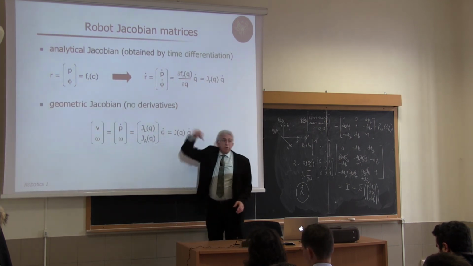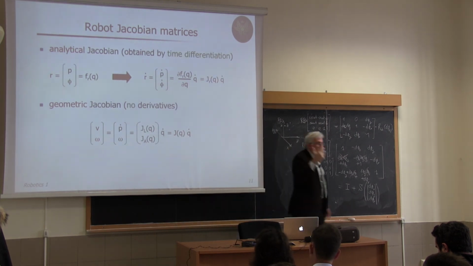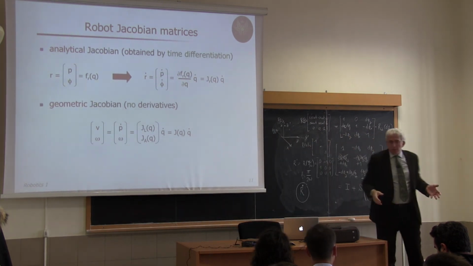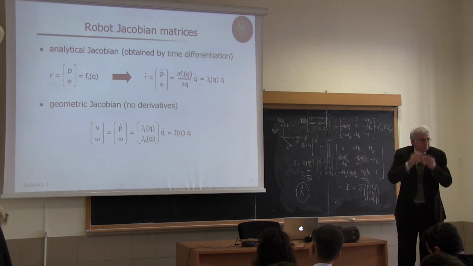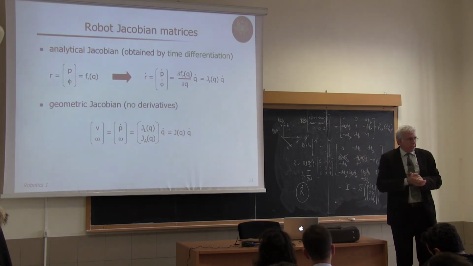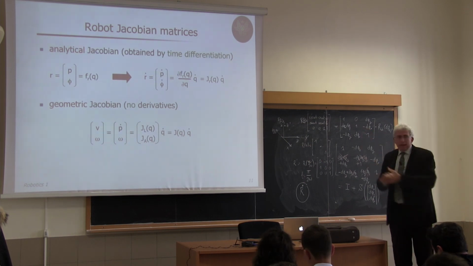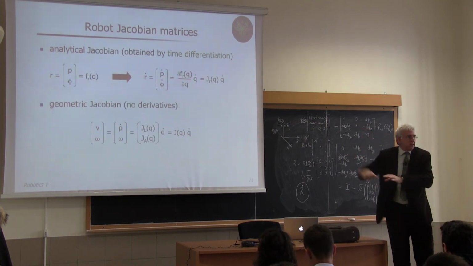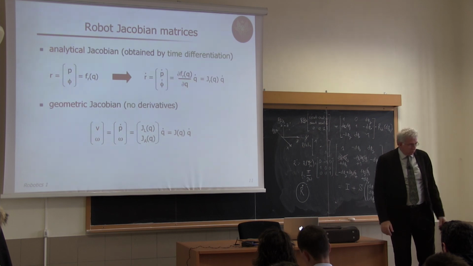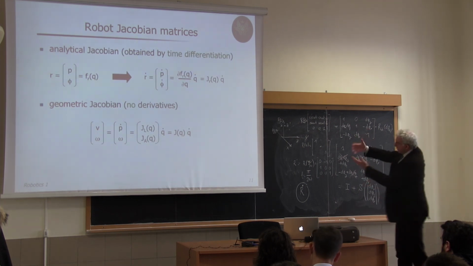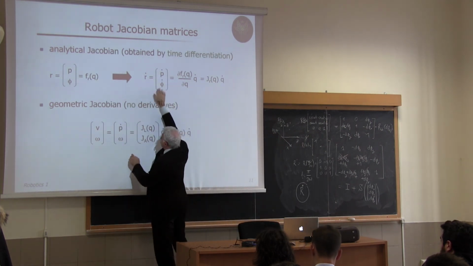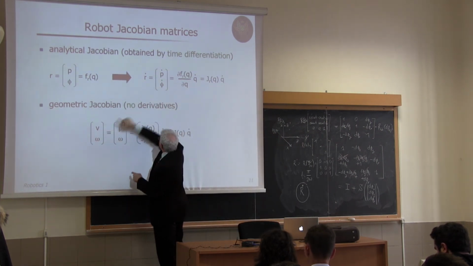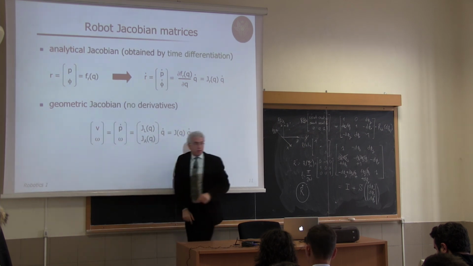But when I'm using the task approach, in the vector R, I can put whatever I wish, even not P dot at all. I can put some task variable that I need, and I will have my analytic Jacobian. So this is something completely different from the geometric Jacobian. I'm now making this analogy only because here I also have P, so P dot is the velocity. Phi dot is not omega.